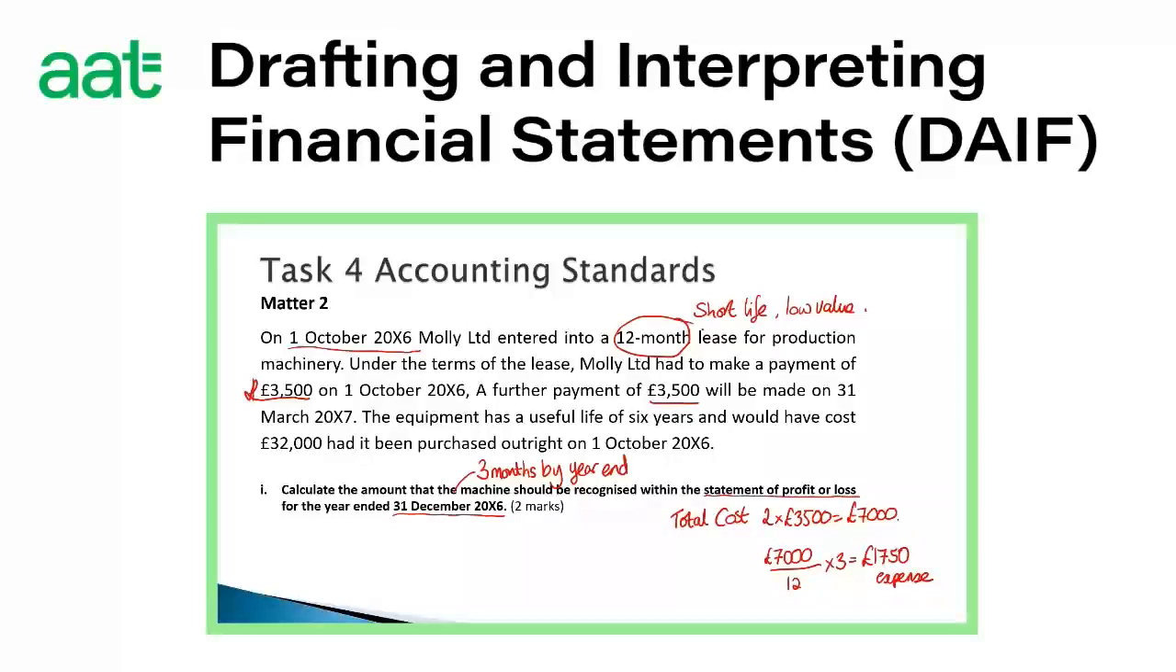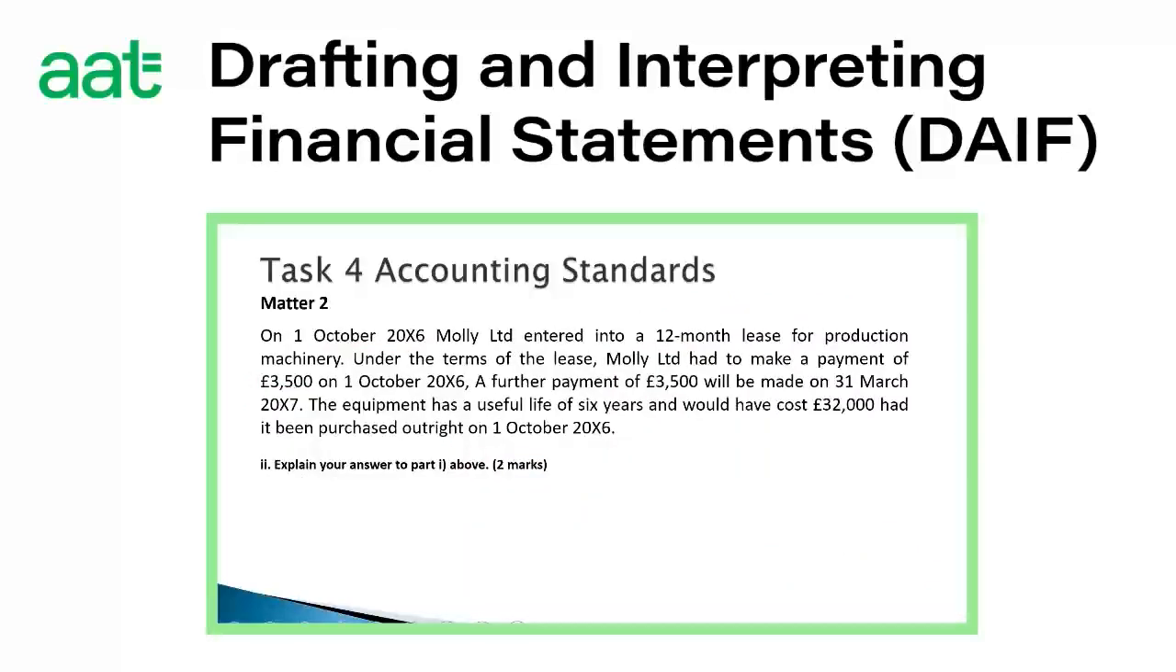There's my numbers. Now you've got to be able to explain it. So why do we only recognize that? I've just popped the question here again, to be able to refer to it. The accounting standard that we're interested in is IFRS 16, International Financial Reporting Standard 16. Because it's a short life, low value lease, we're allowed to do what we call a simplified treatment.